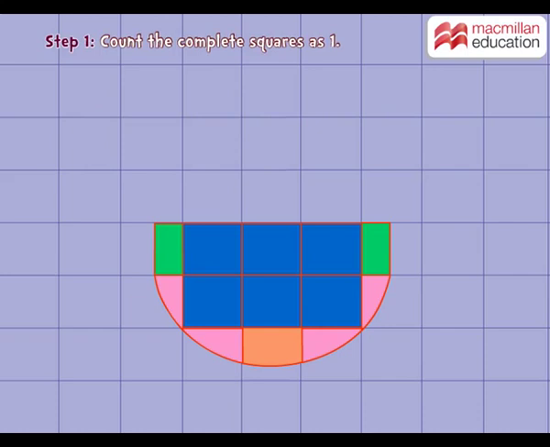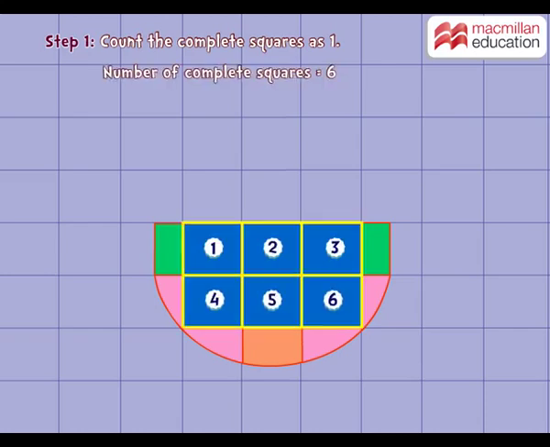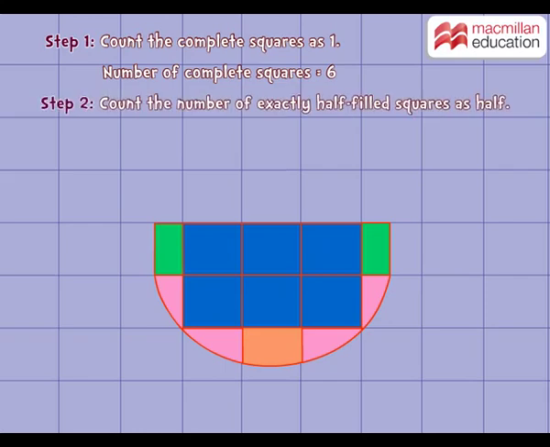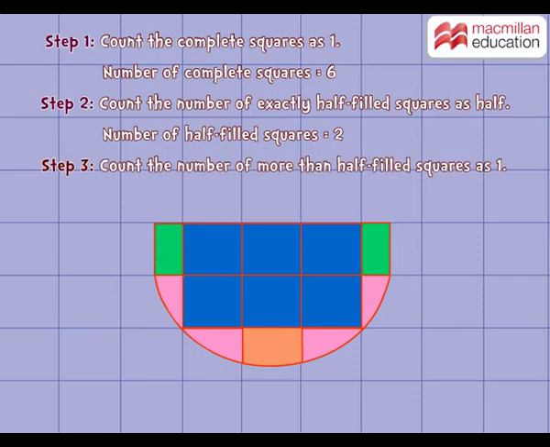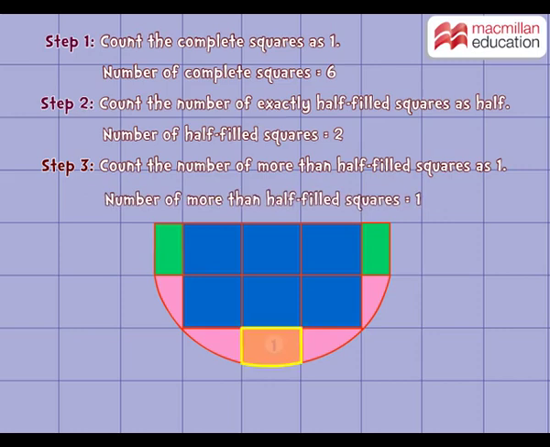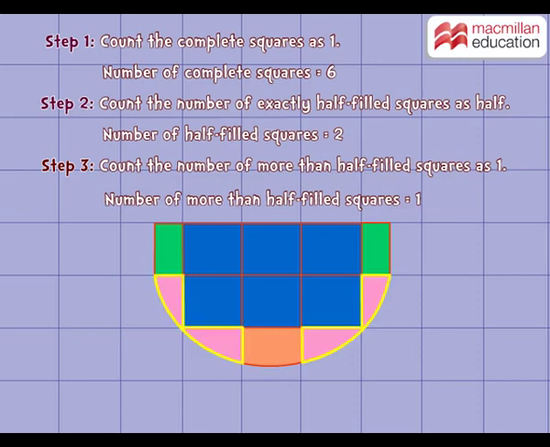In the first step, we count the number of shaded portions that occupy the complete square, and there are 6 such squares. In the second step, we count the number of shaded portions that occupy exactly half-filled square, and we have 2 such squares. Next, we count the shaded portions that occupy more than half the square. There is 1 such square and we count the square as 1. And the shaded portions that occupy less than half the square are ignored.